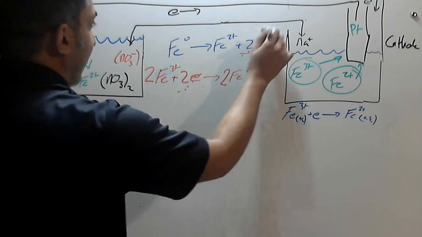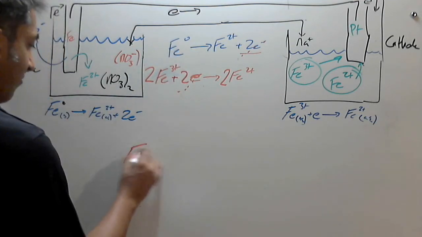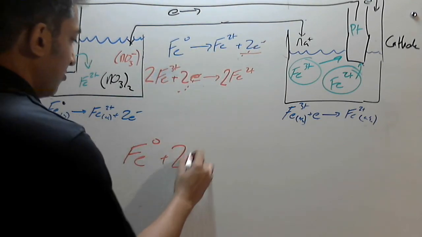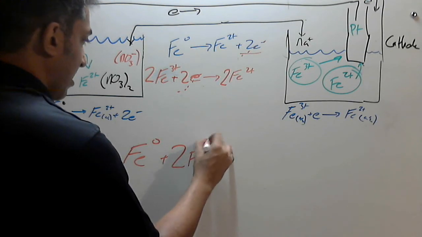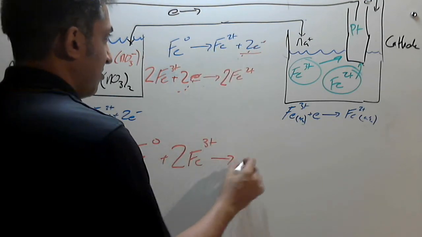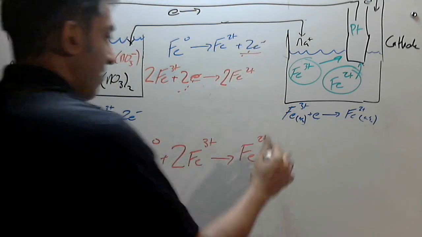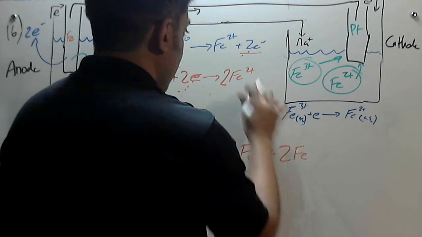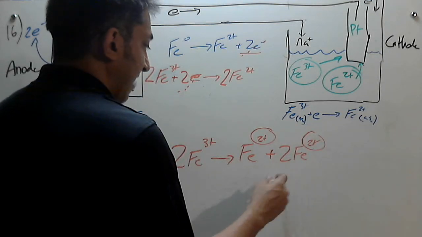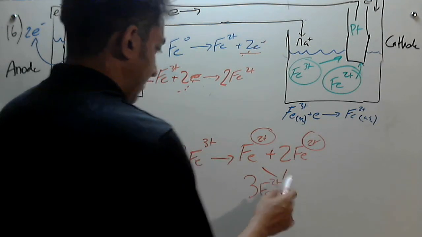Our electrons cancel out. Let's bring this down: Fe0. Let's bring it right here, Fe0. Okay. We have our arrow. Let's go down here: plus 2 Fe3+. Electrons go away. Let's go back up here, goes to Fe2+. These electrons go away. We have a plus 2 Fe2+. Since these are the same charge, we can add them together. So we're really going to say this is 3 Fe2+.